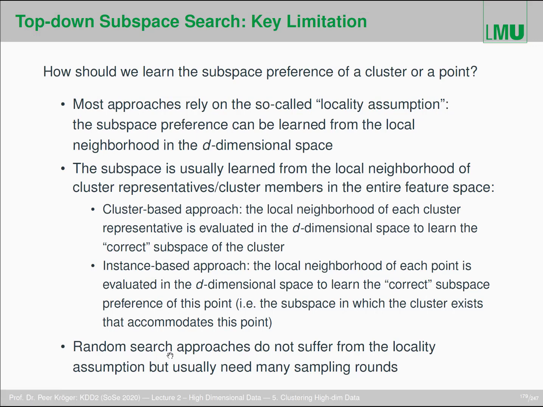Only random search approaches usually do not have the locality assumption. But usually they need a lot of sampling rounds in order to get a chance to really get the right subspace cluster. So random search approaches usually are extremely inefficient, or they have to do a lot of sampling rounds to have a significant chance to sample the right things.